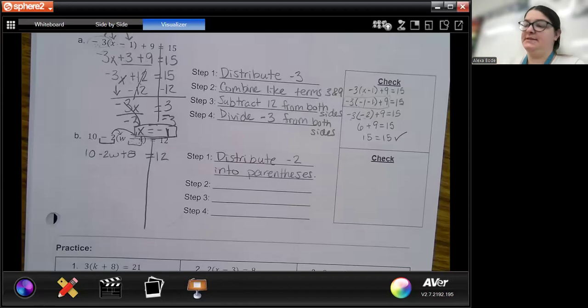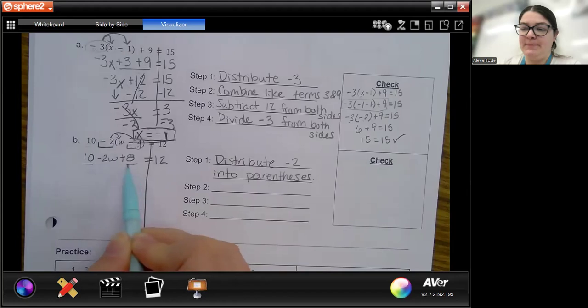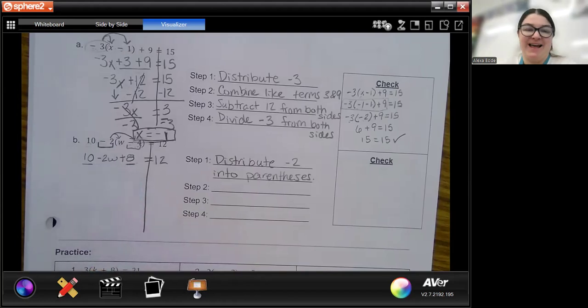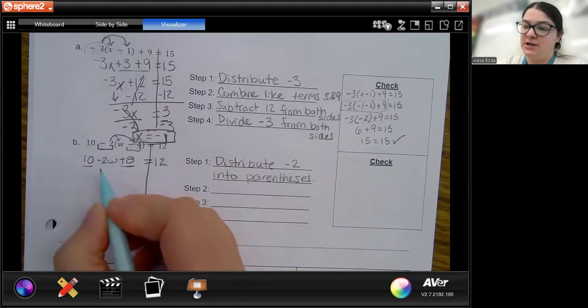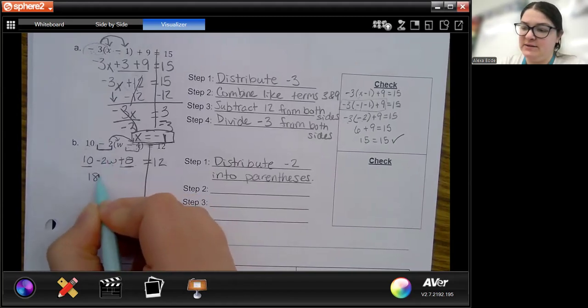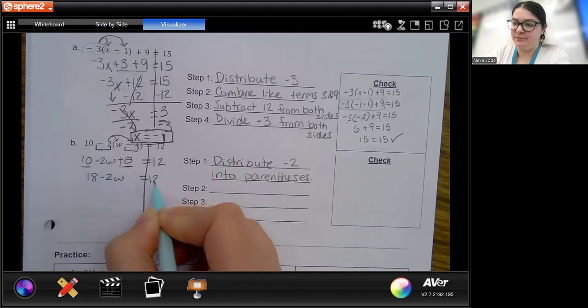Okay, so our next step is going to be to combine our 10 and our 8. So we have two whole numbers here, two terms that do not have a W, so we can combine them. And it's not going to be 10 minus 8 because this minus goes with the 2W. It's going to be 10 plus 8. So that's going to give us 18 minus 2W equals 12.